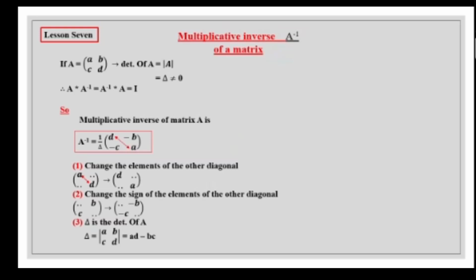To get the multiplicative inverse of matrix A, which is A negative 1, it will equal 1 over delta multiplied by the same matrix A after changing the elements of the main diagonal and changing the signs of the other diagonal. So A negative 1 will equal 1 over delta multiplied by the matrix D, negative B and negative C, A.